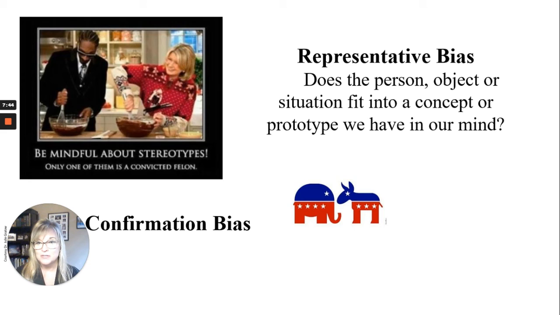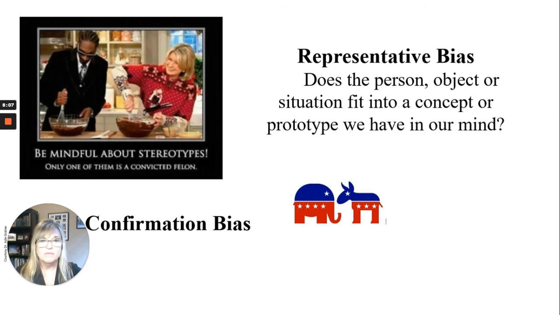We expect a felon to look a certain way, right? And we expect somebody that's a chef to look a certain way. So we don't really expect that Snoop Dogg's a good cook, but probably is. I don't know, I've never watched the show. So these representative biases can get in our way because we think it should be one way and we make assumptions based on those biases, and oftentimes we're wrong.